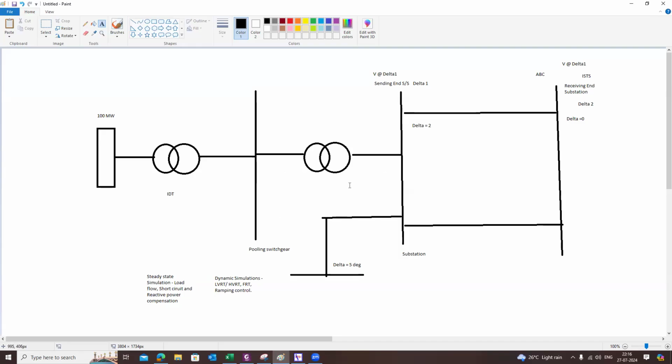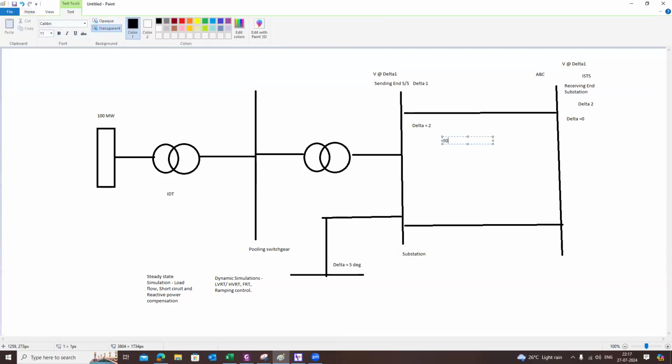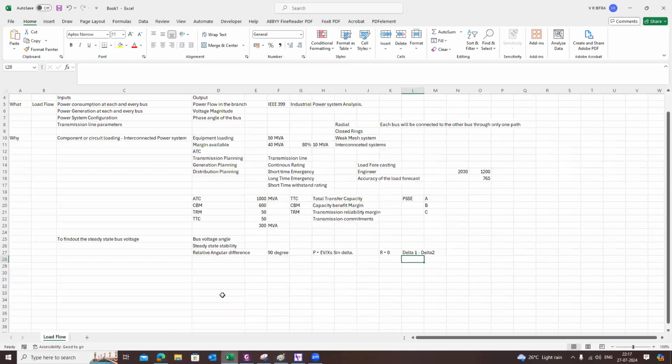Let's say when we say the steady state stability, that is also indirectly related to the transmission planning, right? That's what I have told you already. That means if the angle between the sending end bus and the receiving end bus is, say for example, 50 degree, that means the system is almost at the verge of collapse. And typically in India, the angle between the sending end voltage and the receiving end voltage is allowed only up to 23 degree.